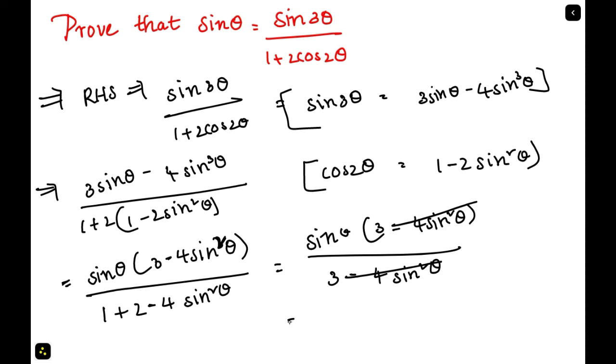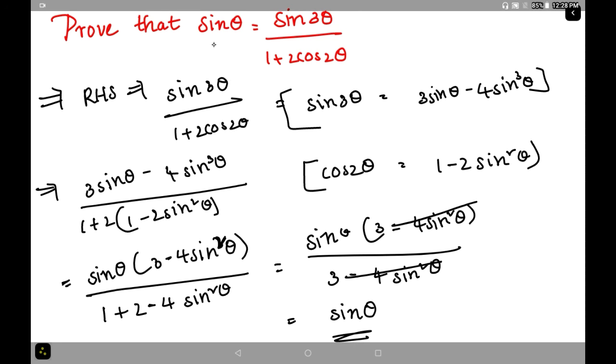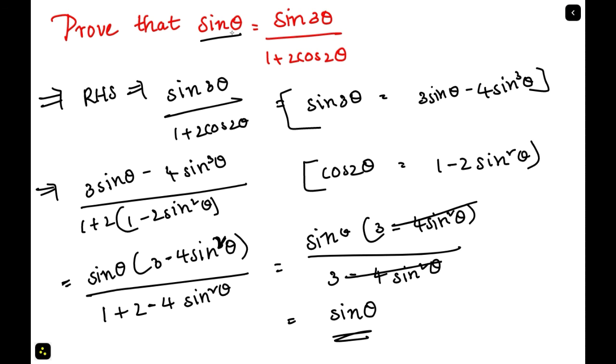Yes, we have cancelled them out, and what are we left with? That is sin theta. So we are left with sin theta. So what is in the LHS? We have sin theta in LHS, and after simplification, what did we get in RHS? We got sin theta. Therefore, we can state that LHS is equal to RHS.